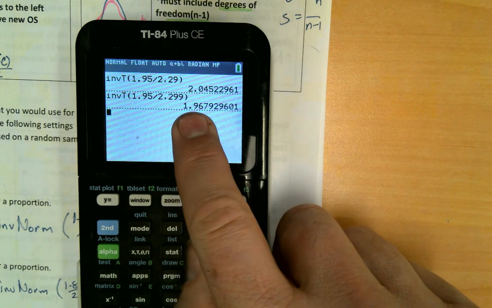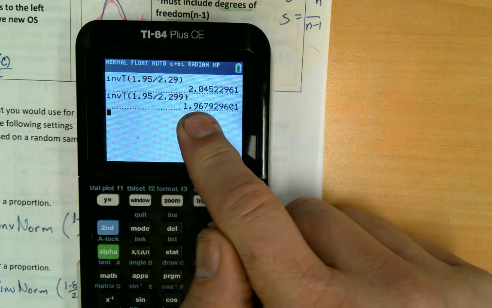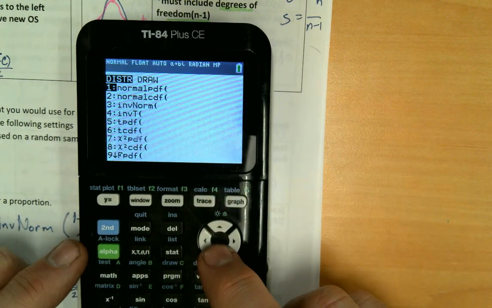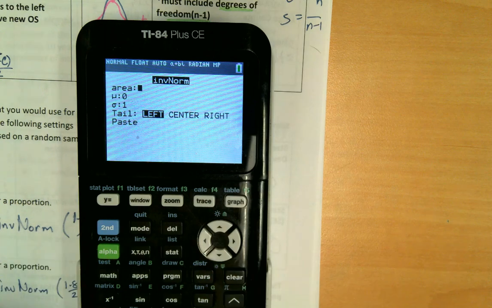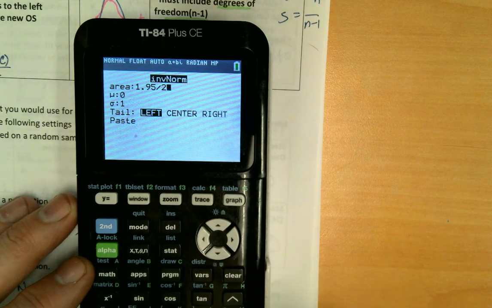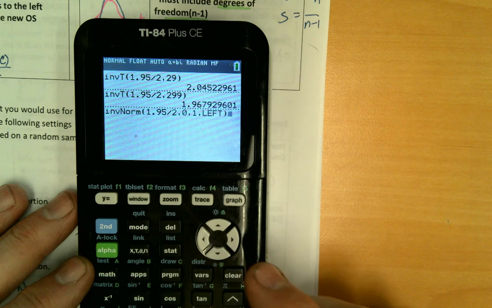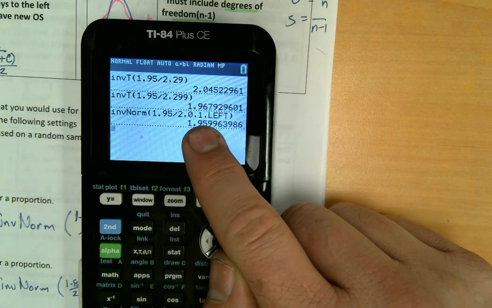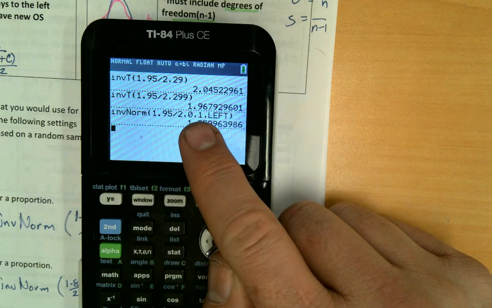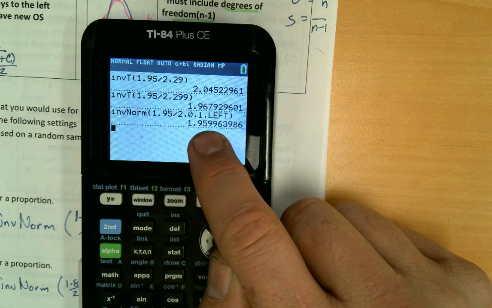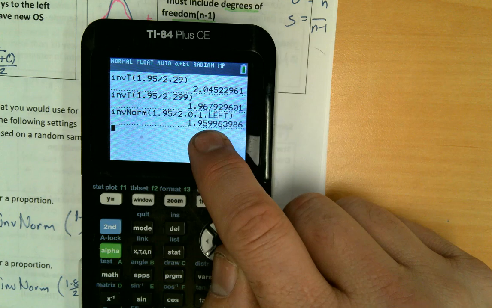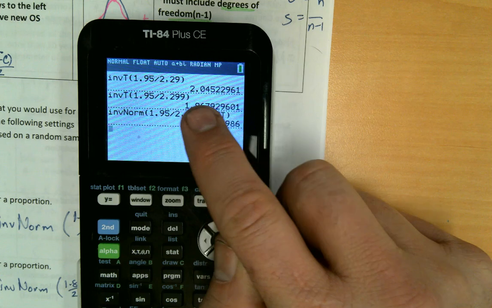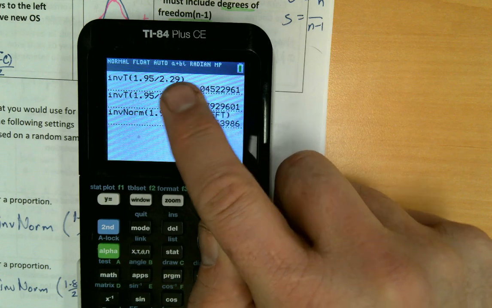So it's a whole lot closer to the 1.96 that I got from an inverse z. If I did inverse z, or inverse norm, notice I get 1.9599. What do you notice about these results? So this is the z distribution, the 1.959996. This is the t distribution with a sample size of 300. This is the t distribution with a sample size of 30.